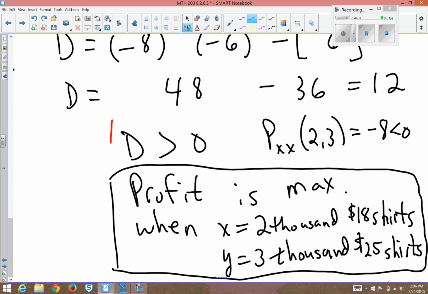And the proof is right here. When D is greater than 0, and P subscript xx is less than 0, that's when we have a maximum. If this number had come out positive, we would have said profit is minimum.